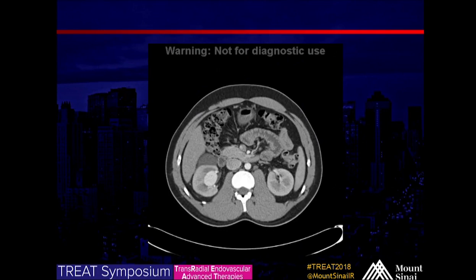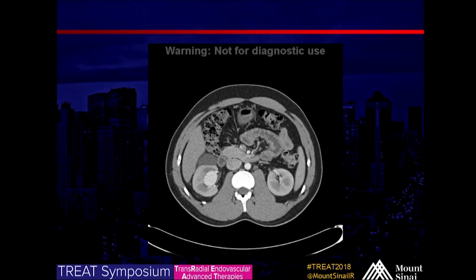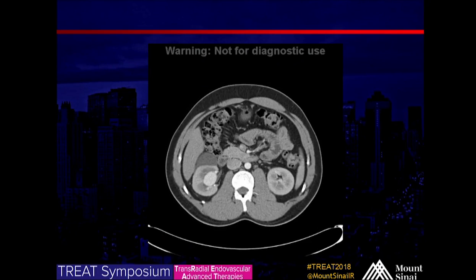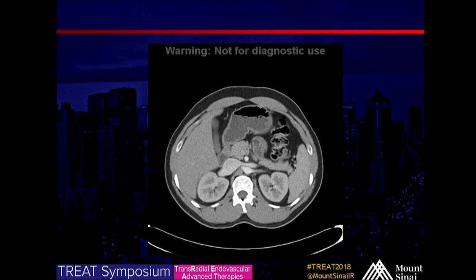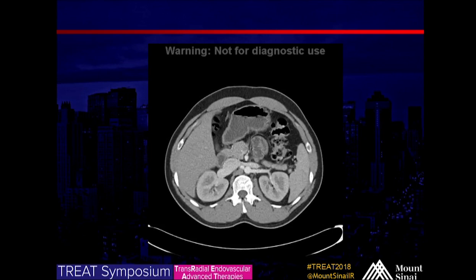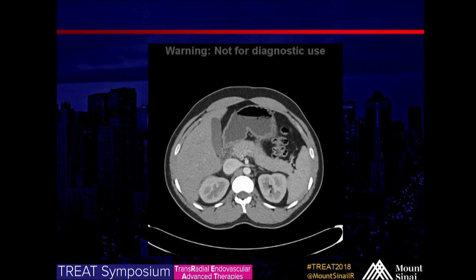So this is images from the CT that was done. You can see arising from the right renal artery, it looks like there's a right renal AVM with large aneurysmal dilation of the draining outflow vein from the lower pole of the kidney. We can go ahead and go to the next slide.